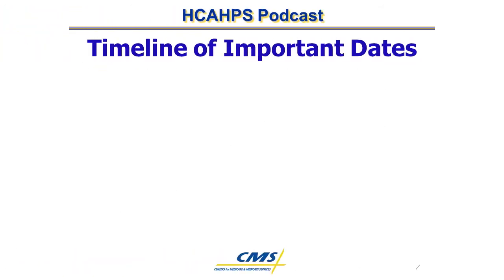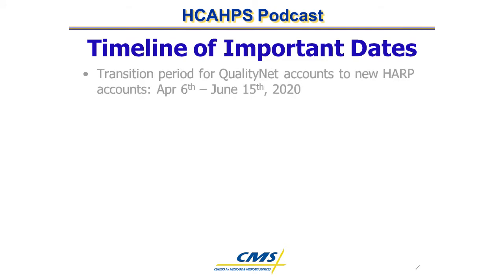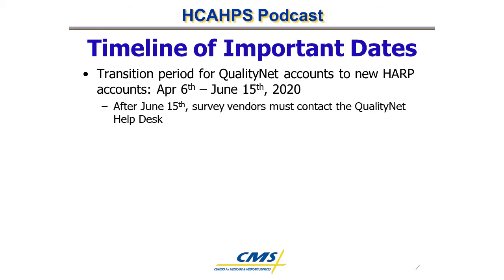Slide 7. Timeline of important dates. This slide covers important dates to remember. The transition period for opening HCAHPS accounts within QualityNet began on April 6th and ended June 15th, 2020. After June 15th, survey vendors must work with the QualityNet Help Desk to secure a HCAHPS account.